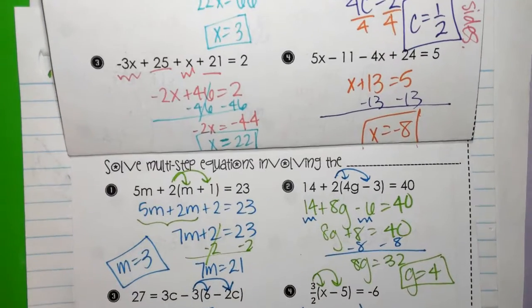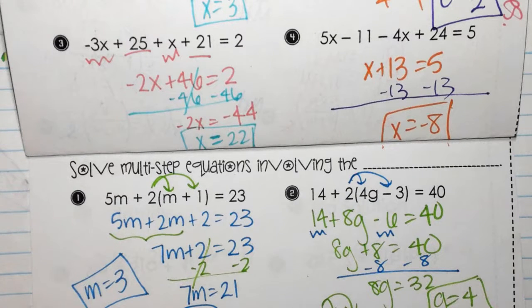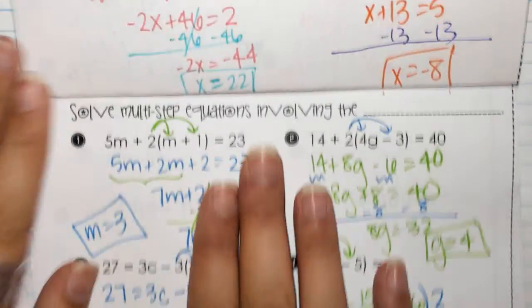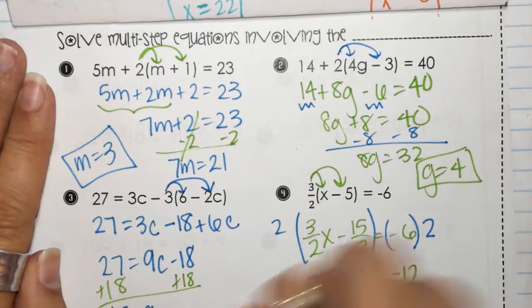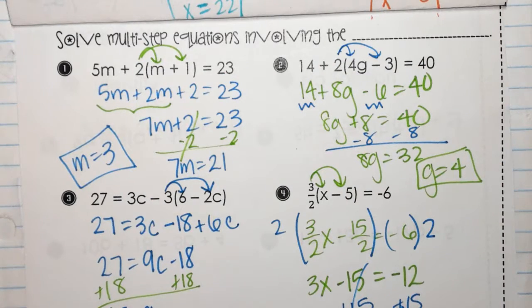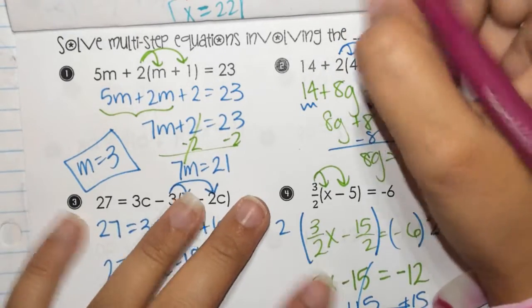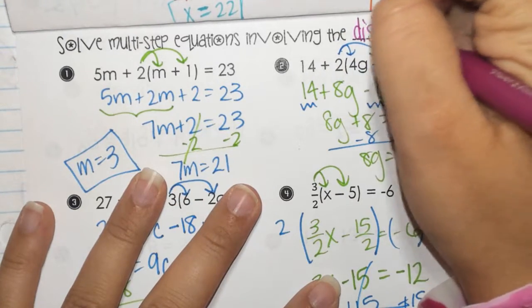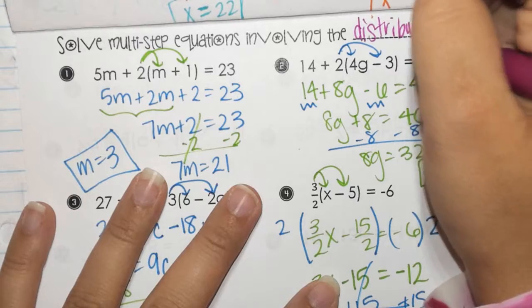On the multi-step, on this part right here, it says solve multi-step equations involving the what? What did we use on this portion? Distributive property? Okay. If you said or were going to say distributive property, take a point. Is that what you were going to say, Cameron?